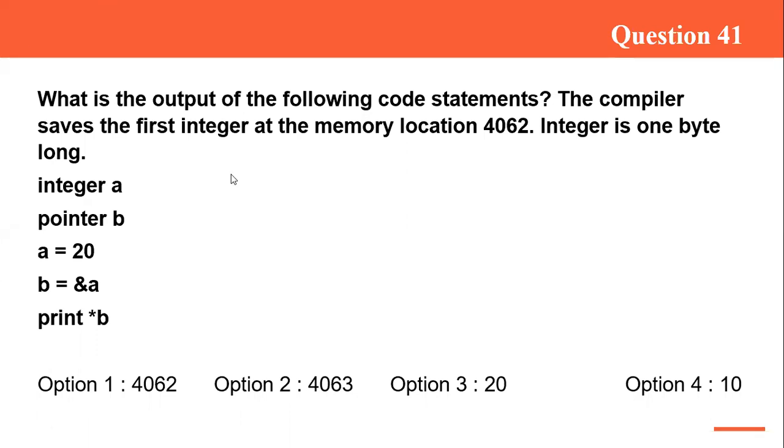Okay, I hope everyone got the answer. Saying 20. Cool. So what we have, A is an integer, B is a pointer, A is equal to 20, B is equal to address of A. That means B is storing the address of A. Then we are bringing star B. Star B means what? Value at B. What is B storing? Address of A. What is the value at address of A? A only. Right. So the answer is what? 20. Simple question, right? I hope everyone knows this.